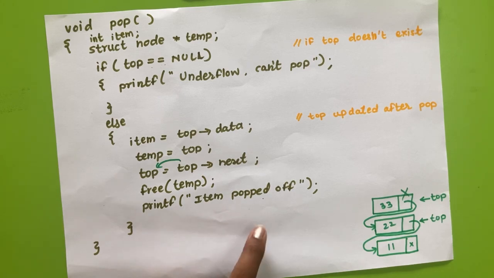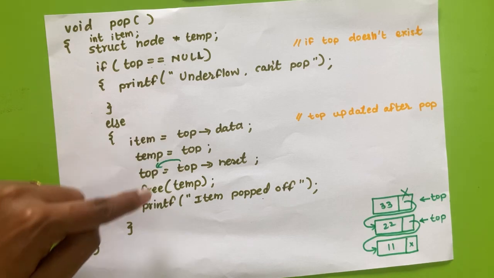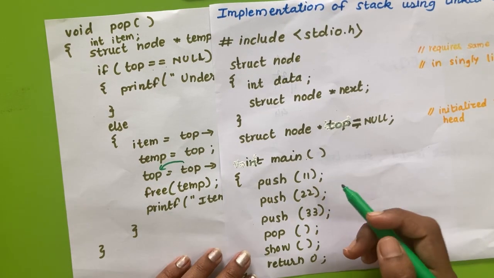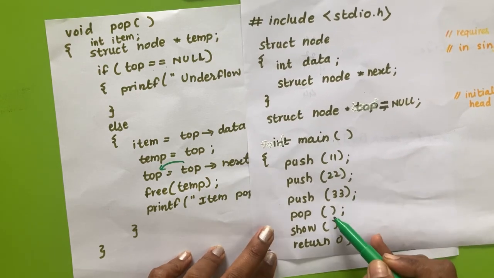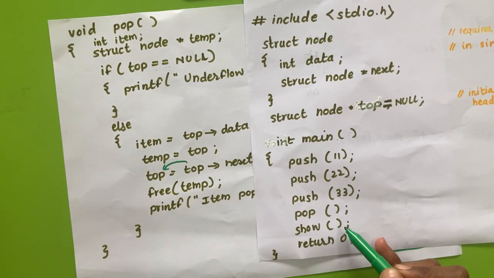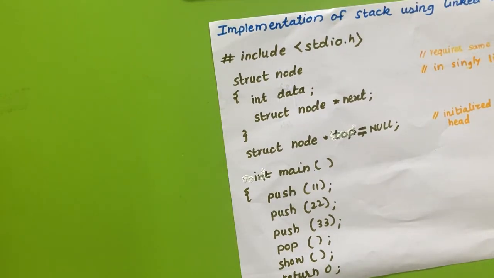Next, we don't have any statement to print after this else part, so it will complete the execution of this pop operation, and the execution counter will return back to the main function, and the next statement to execute in the main function is the show operation. So the show function, so it will call the show function.